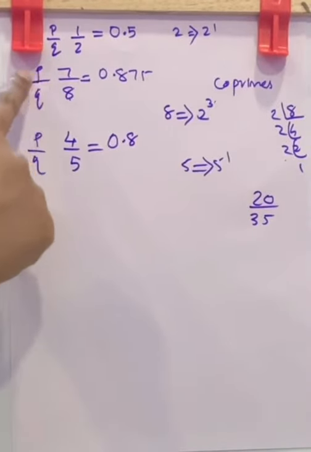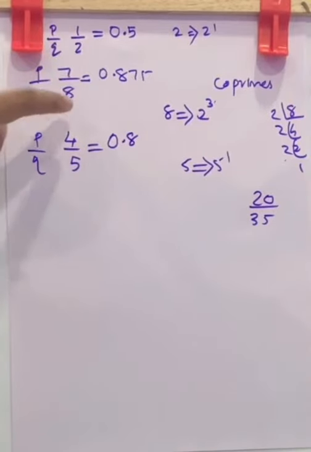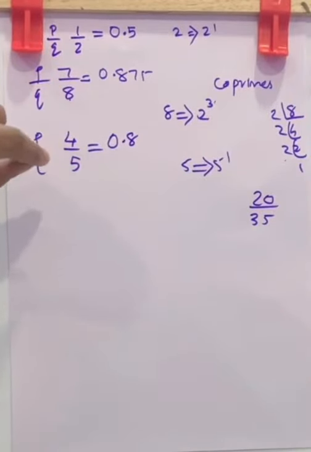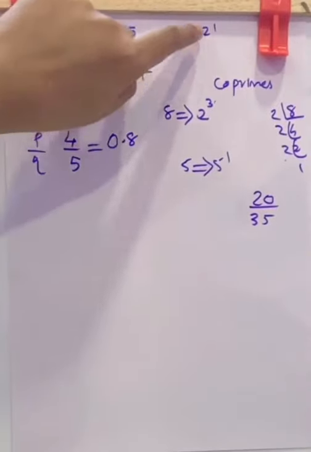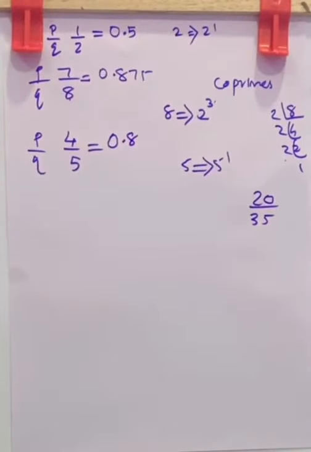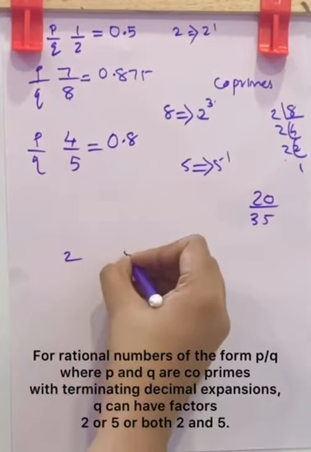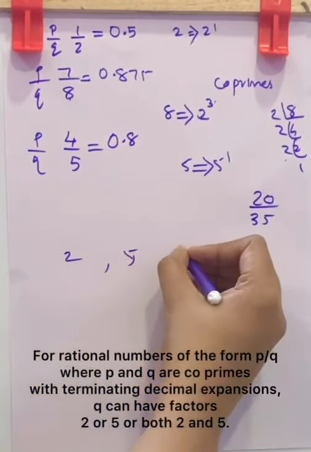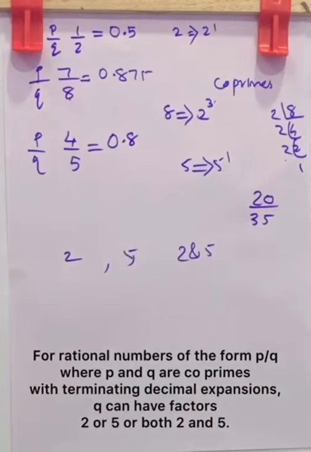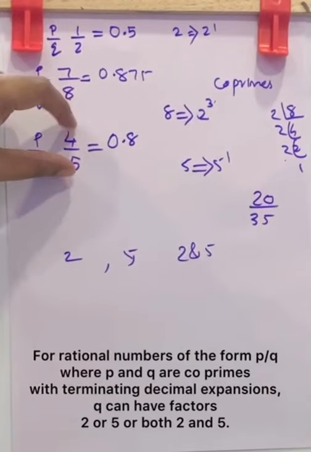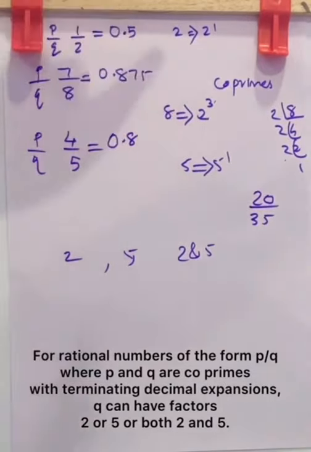Then Q has a property, that is, Q has factors either 2 or 5 or both 2 and 5. That is, Q has factors either 2 only or 5 only or both 2 and 5. No other factors will be there in the case of Q if P and Q are in the least form and their decimal expansion is terminating.